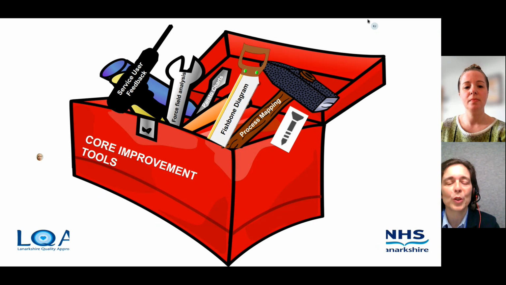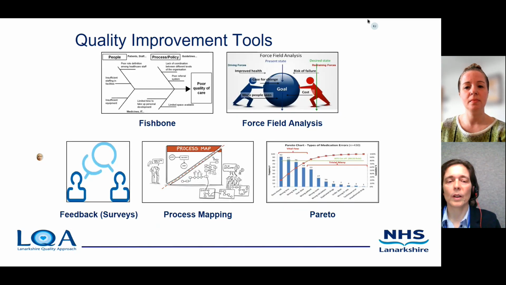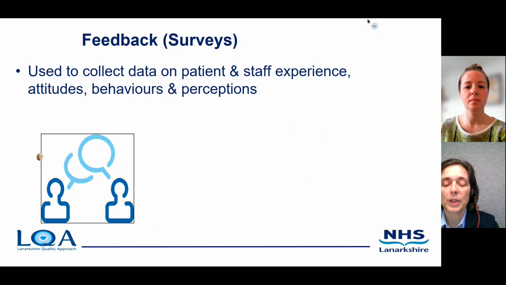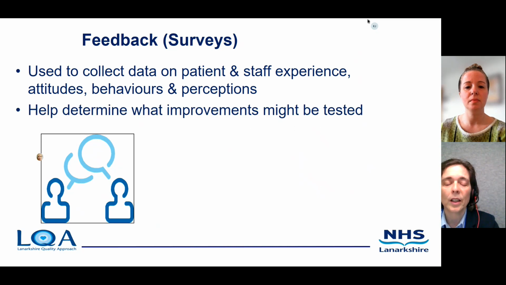Here are some core improvement tools that will help you understand your system or work out what to do next. And here are the quality improvement tools we're going to talk about. I'm going to start with feedback, so surveys. With surveys, you're getting an understanding of your system by capturing the views of patients and staff. So you're understanding attitudes, behaviours and perceptions, so you're getting a different take on the system. These can help determine what improvements should be tested. So you're getting feedback from the users of your system.